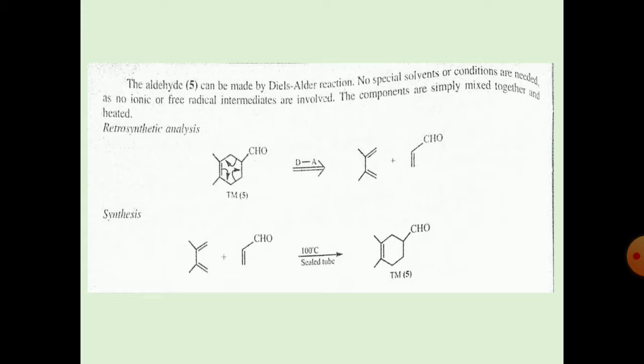In the retrosynthetic analysis, the target molecule is disconnected by the retro Diels-Alder reaction, giving this diene and dienophile, an aldehyde. So in the synthesis, the diene is reacted with the alpha-beta unsaturated aldehyde at 100 degrees Celsius, meaning a heating condition. So formation of this target molecule is simply a cycloaddition.